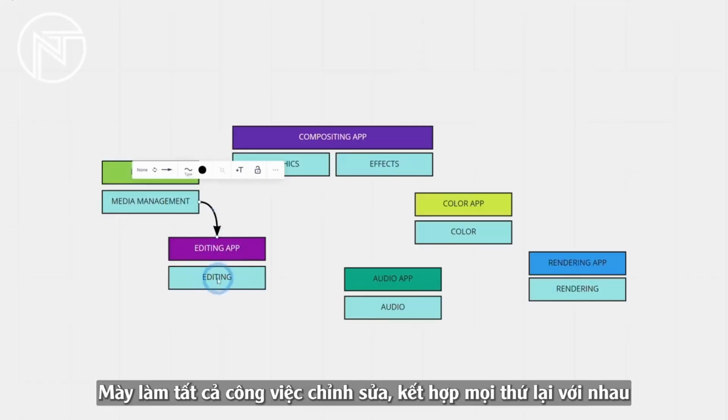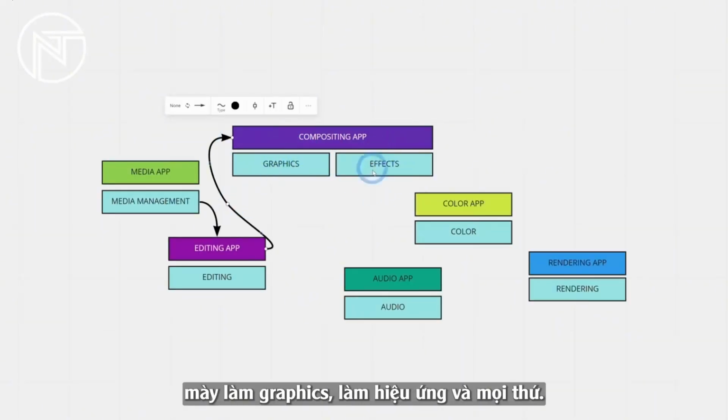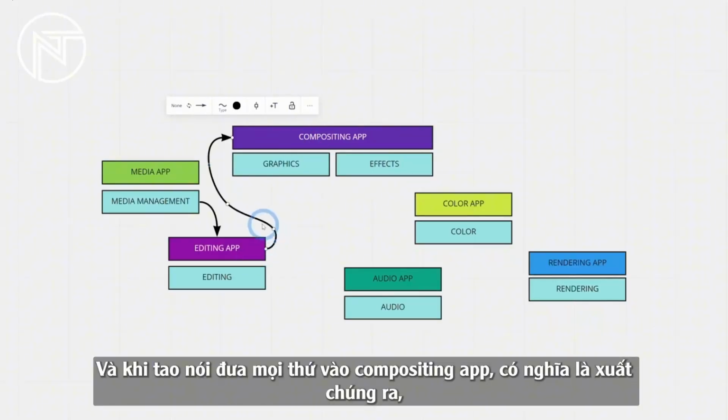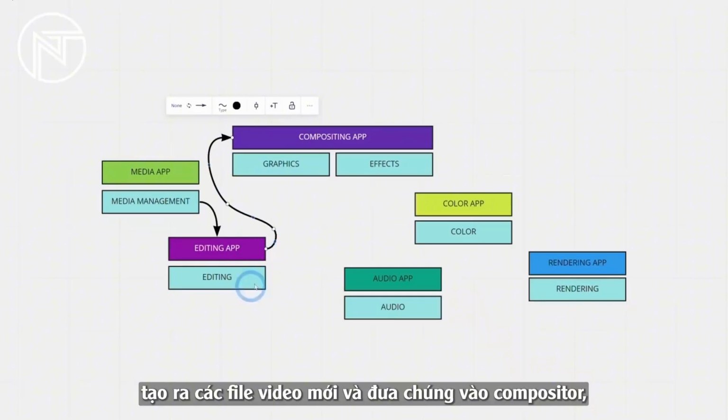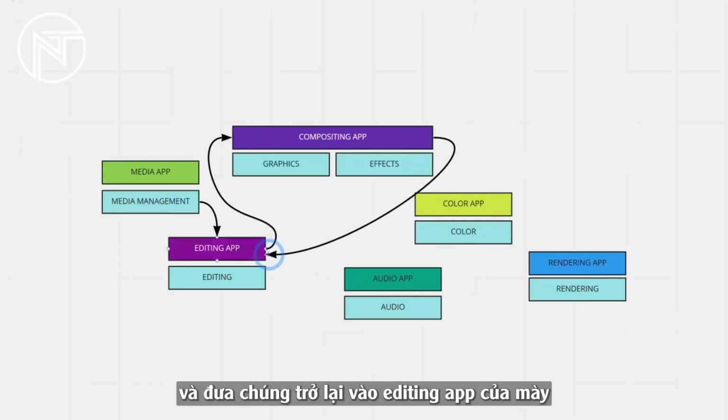You do all of your editing, you put everything together, and then you bring some shots into your compositing app and you do graphics, you do effects and everything. And when I say bring things into a compositing app, I mean render them out, make new video files and bring them into your compositor. And then you'd make new video files from that and bring them back into your editing app.